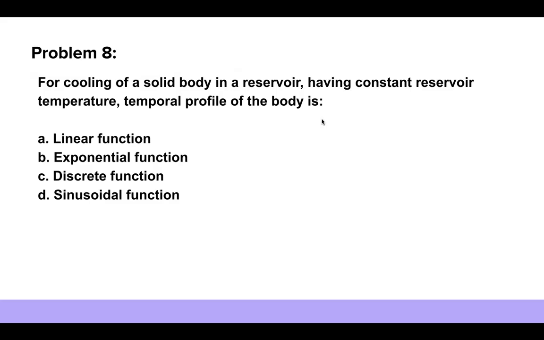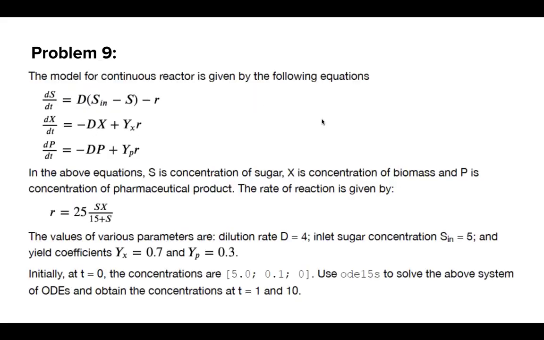The answer is that for cooling of a solid body in a reservoir having constant reservoir temperature, the temporal profile is an exponential function. It starts from the initial temperature of the body and exponentially increases or decreases, depending on the temperature, and then goes to the constant reservoir temperature. Now we have the next question.